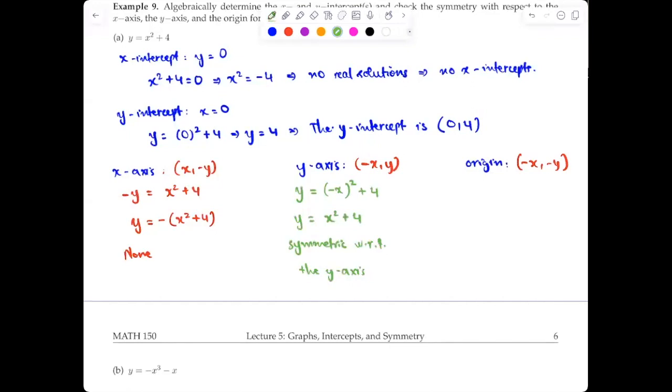Now for the origin, again, you use this point, negative x, negative y, and substitute this point into the original equation, right? So x is replaced by negative x, y replaced by negative y. Let's see what you get. So here you have negative y equal to negative x squared plus 4. So you have negative y equal to x squared plus 4, or y is equal to negative of x squared plus 4. And it doesn't match the original equation. So therefore, you conclude that there's no symmetry with respect to the origin. You okay with it? So you're saying none here. Questions?